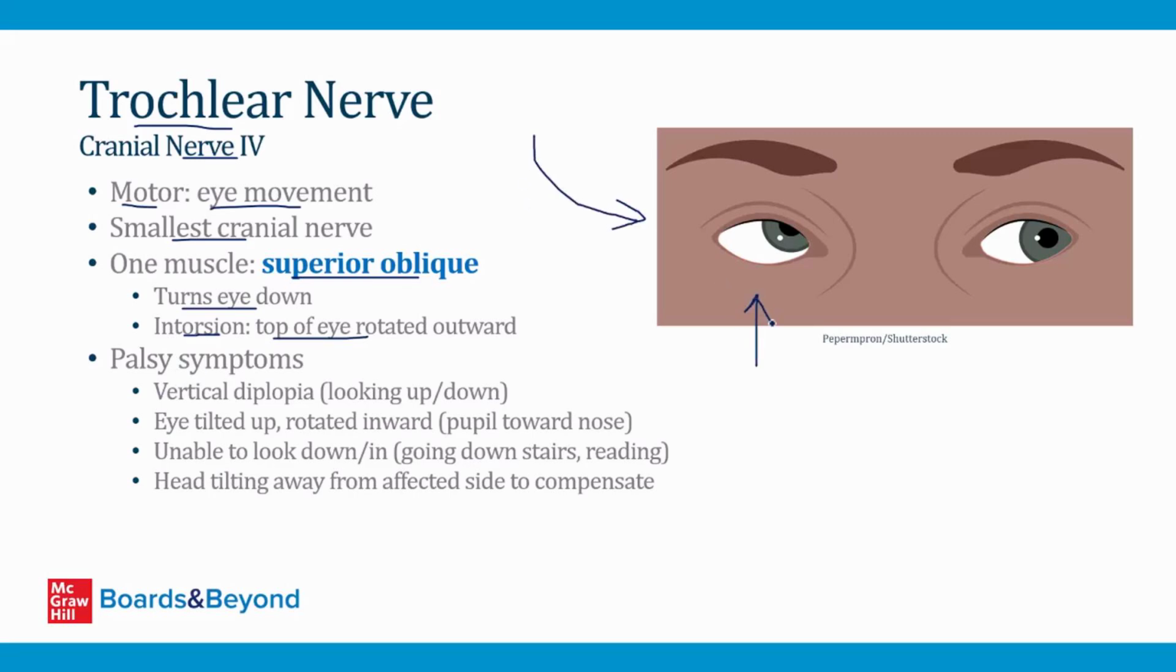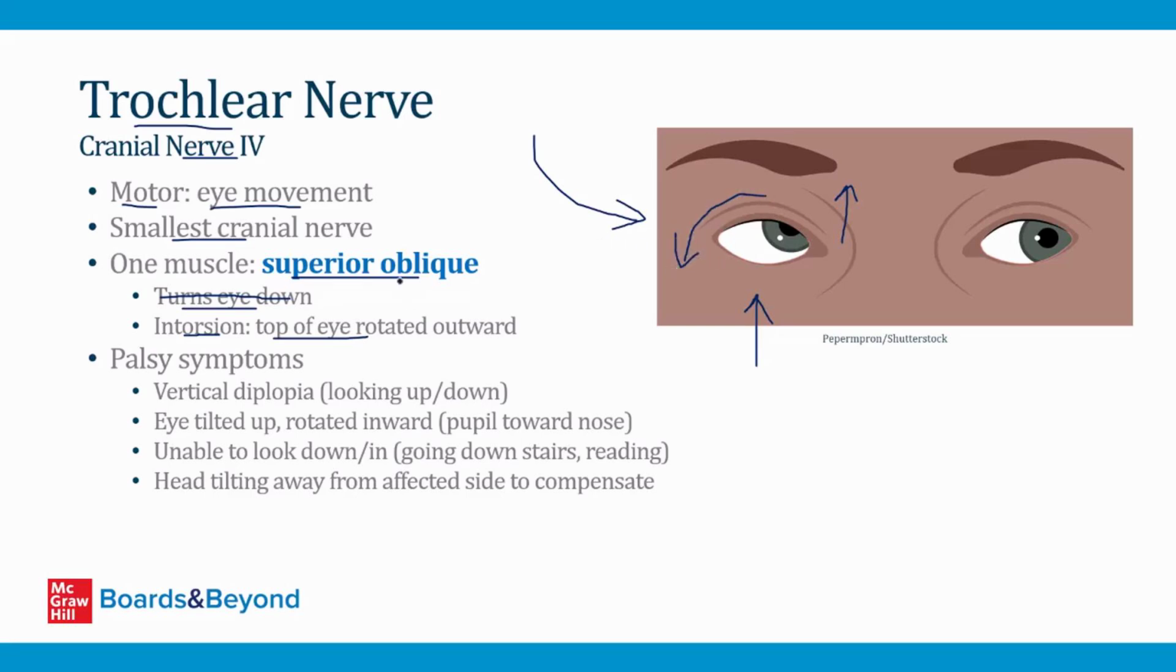This eye here has a trochlear nerve palsy. So let's talk about what's going on. First of all, you've lost the ability to turn the eye down because the superior oblique is not working. So that's going to move the eye upward like you see here. And then the superior oblique muscle normally rotates the eye like this. It turns the top of the eye outward.